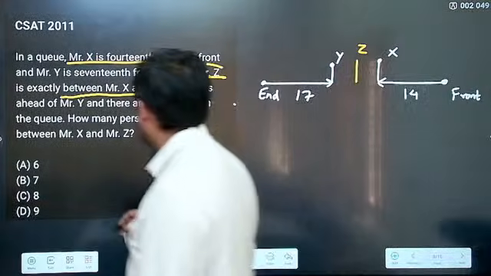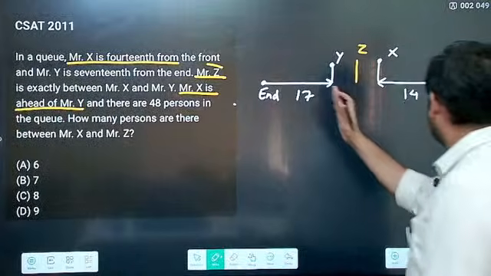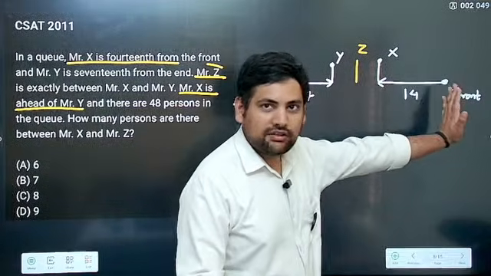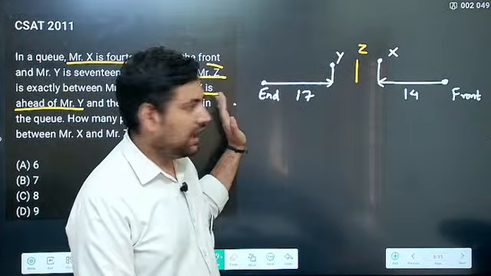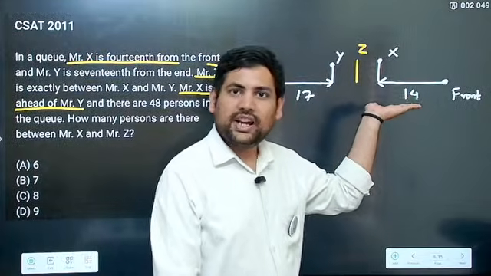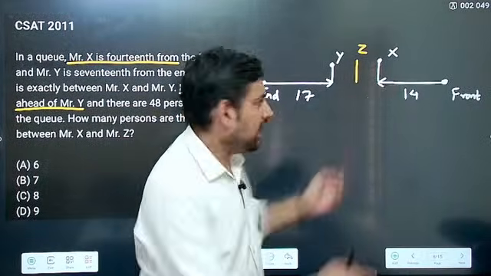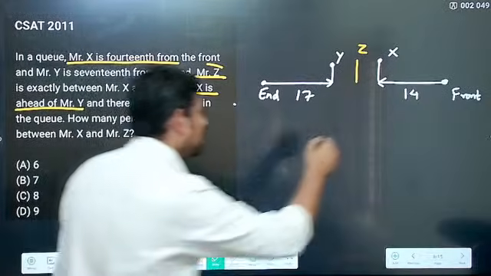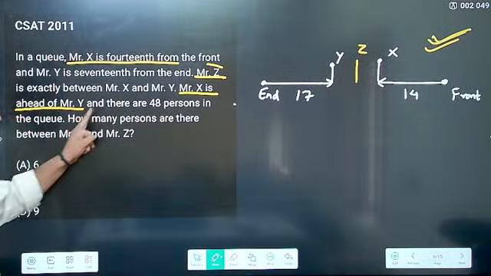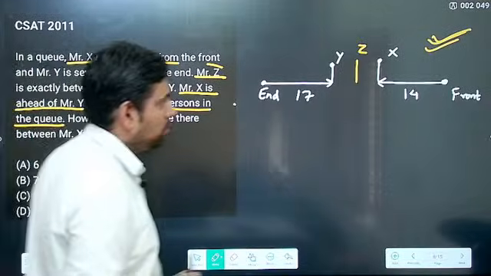Then it says Mr. X is ahead of Mr. Y. If this is the front and this is the end, like people sitting in a movie hall, X is ahead of Y, so this diagram is satisfying. If it was an overlapping diagram, then it would have been Y ahead of X, because then X would have been here. But that is not the case. So our diagram is very nice, and we can solve it using this only. Then, there are 48 people in the queue.